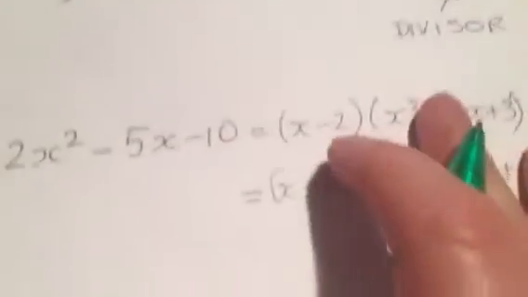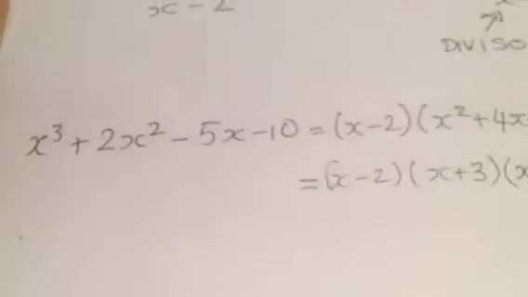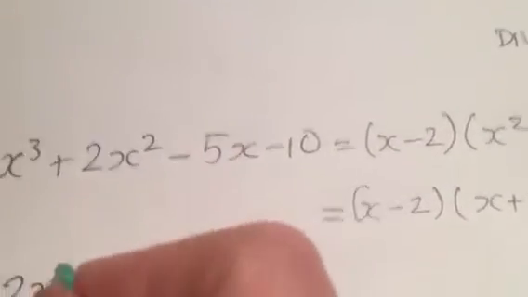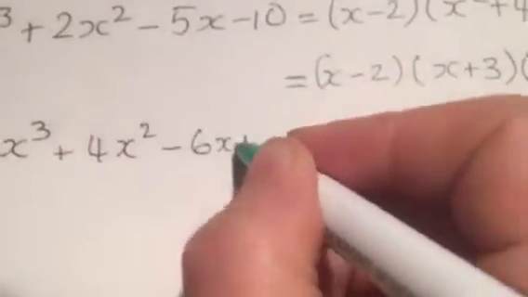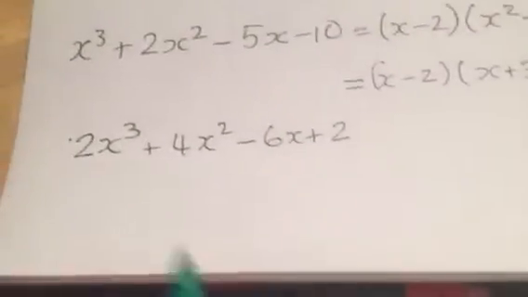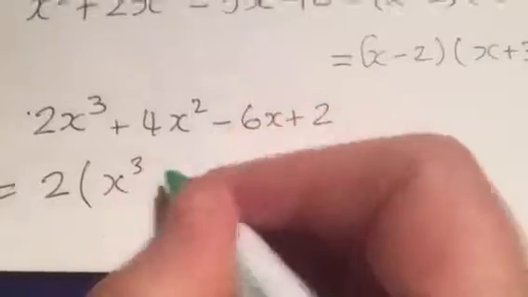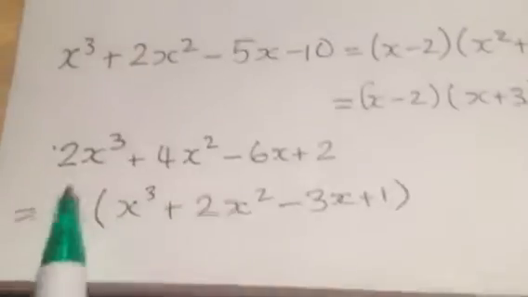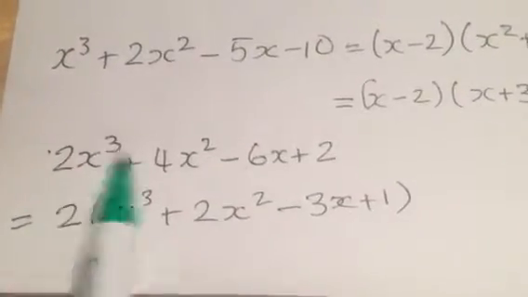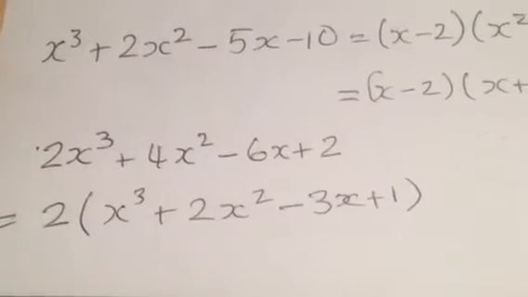The key thing to remember is always look to see if there's a common factor you can take out before you begin. So if you have something like 2x cubed plus 4x squared minus 6x plus 2, always look at this to say, is there a common factor I can take out? And I can take a 2 out from the front, so it's 2 times x cubed plus 2x squared minus 3x plus 1. Forgetting to spot that common factor will cost you marks in the exam. That 2 will need to be out at the front.